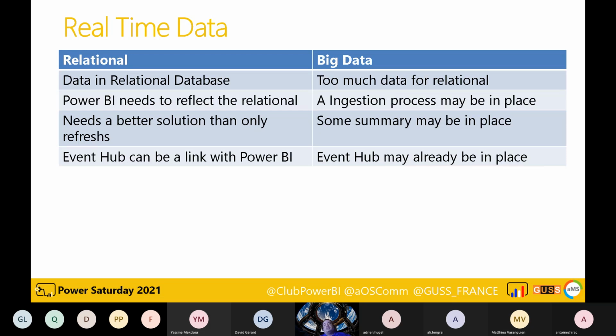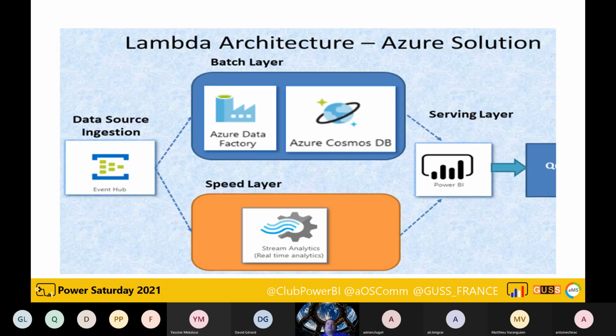But on the big data side, we are saying that there is already an ingestion process in place. And if there is already an ingestion process in place, probably Event Hub is already in place. If we are building an ingestion process inside Azure, we use Event Hub to make the ingestion process. So Event Hub may be already in place. And this is an example of one ingestion architecture, to ingest huge amounts of data. Event Hub is the entry point of this architecture.